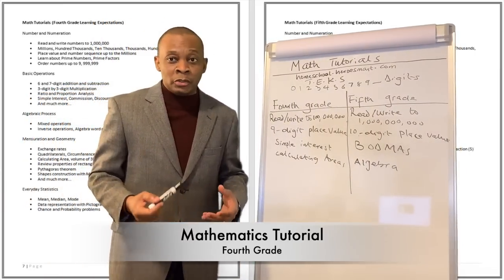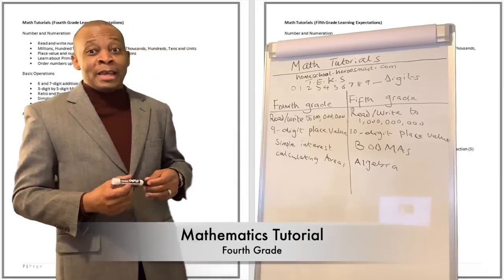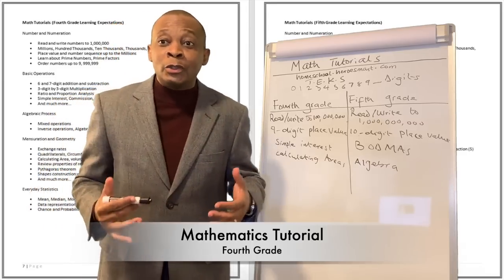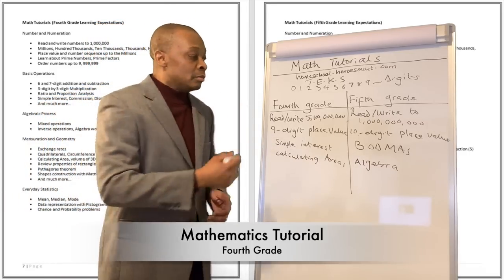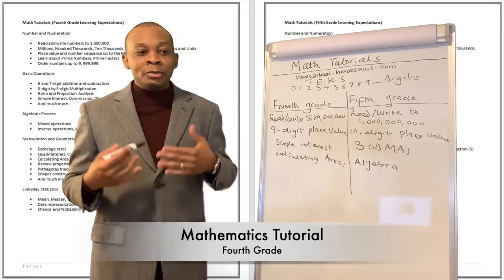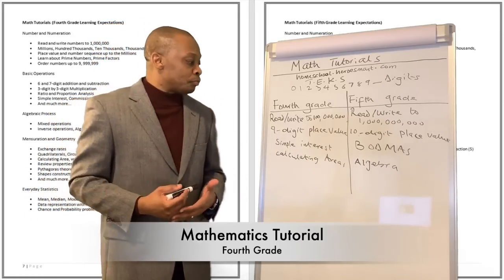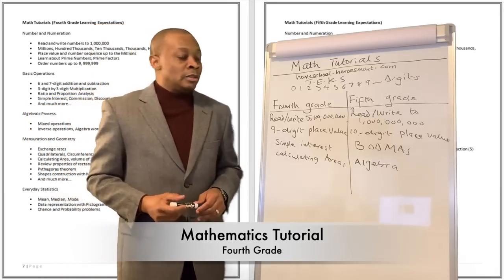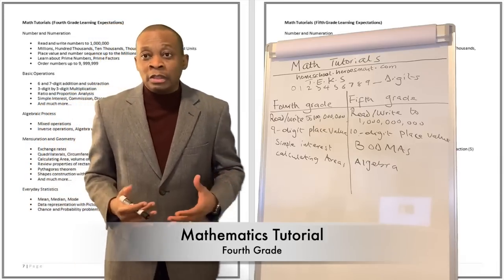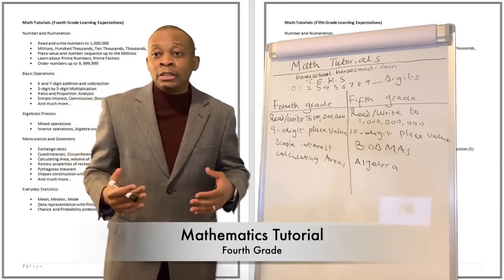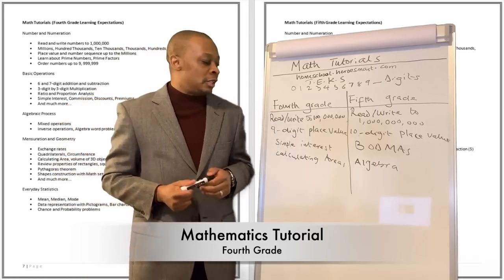our fourth grade students. Fourth grade students should be capable of counting to 1 million and potentially beyond, up until 100 million. You should be able to count up until tens of millions, 100 million, and to do place values of 7-digit numbers, 8-digit numbers, 9-digit numbers. A fourth grader should be able to do that.